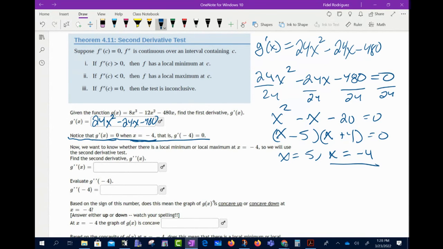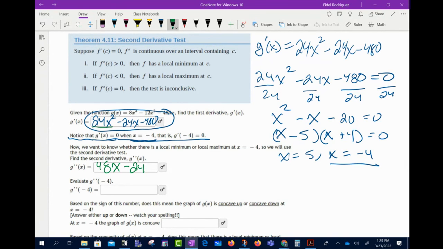So now what we want to do, if this is my f prime, or g prime in this case, we want to find g double prime. So we want to take the derivative of the derivative itself. So question, what is the derivative of 24x squared? 48x, okay? And a minus 24, and the 480 part goes away, right? So we just took the derivative of the derivative.